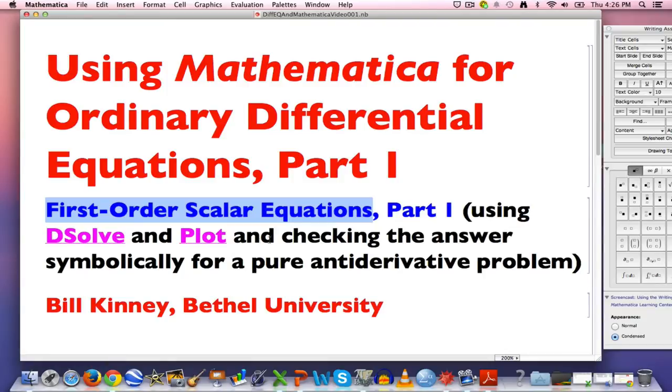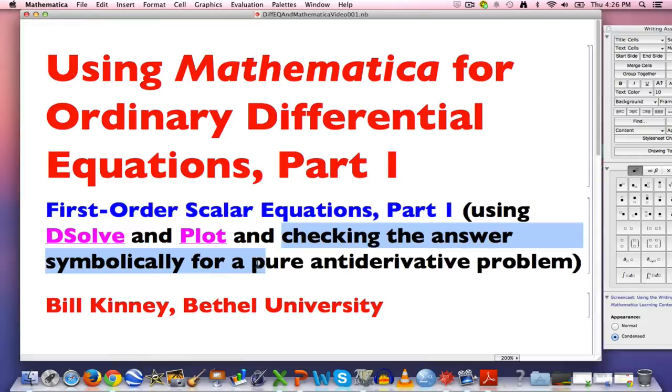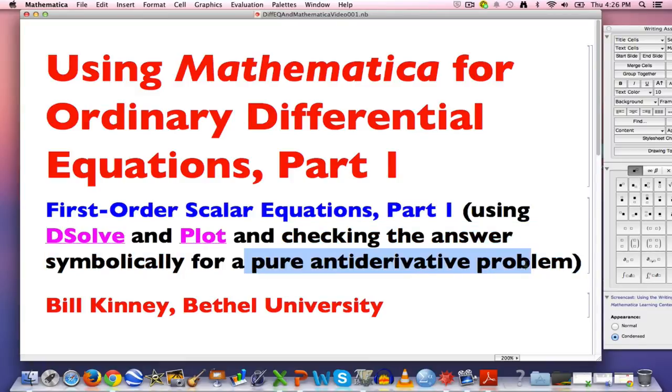In this video, I'm going to show you two Mathematica commands called DSolve and Plot. DSolve will solve a differential equation, and Plot will help me plot the solution to that differential equation. We'll also check the answer symbolically. I'll show you how to do that on Mathematica. This particular differential equation that we're going to consider is going to be pretty simple. It's going to be a basic, pure antiderivative problem.